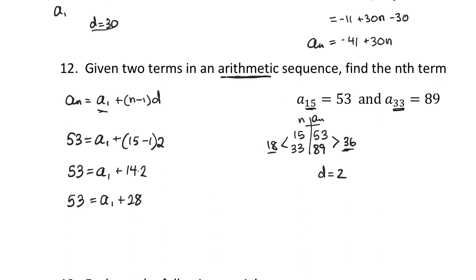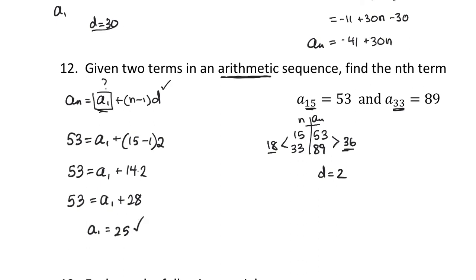And subtract 28 from both sides, and we get 25. First term is 25. So we can finish the nth term formula now, because the thing that we didn't know was this a sub 1. We knew that d was equal to 2. We just didn't know what a sub 1 is.